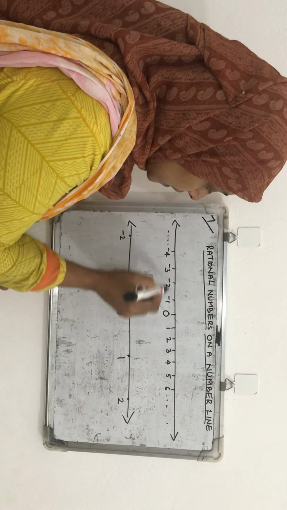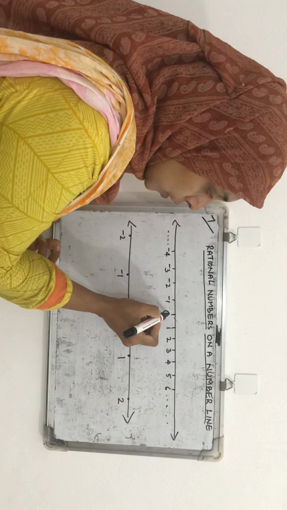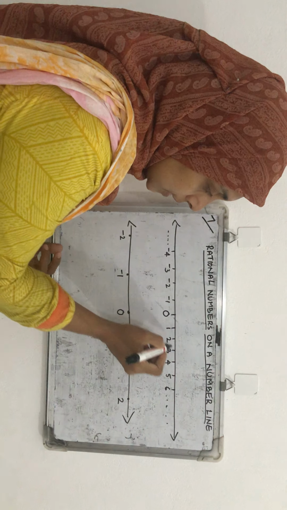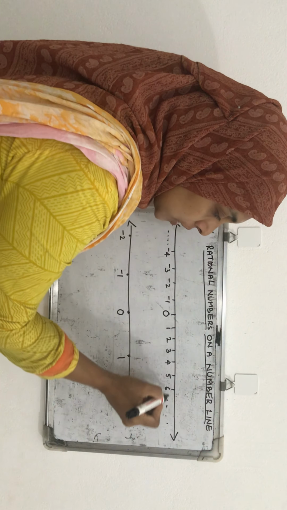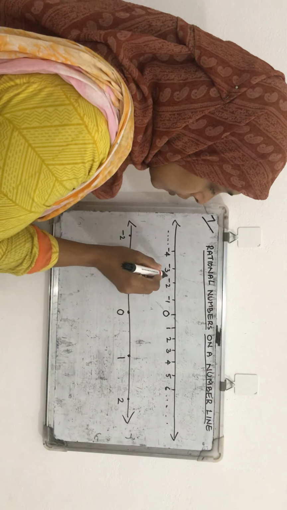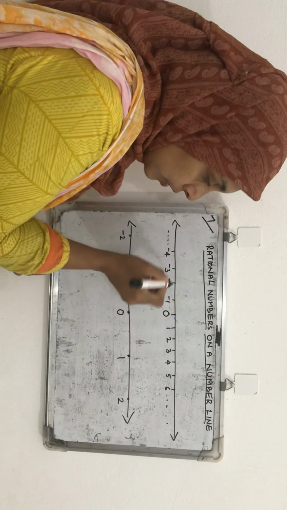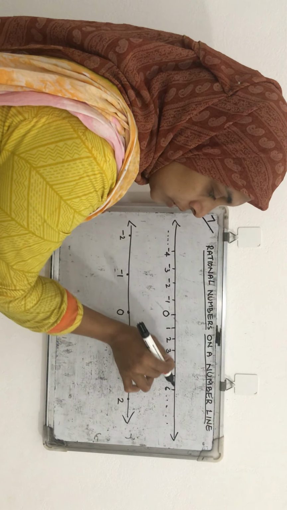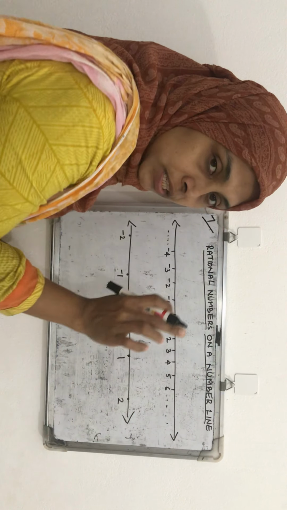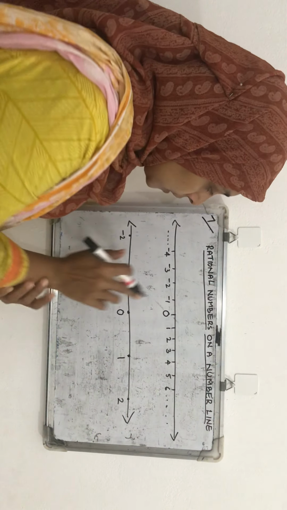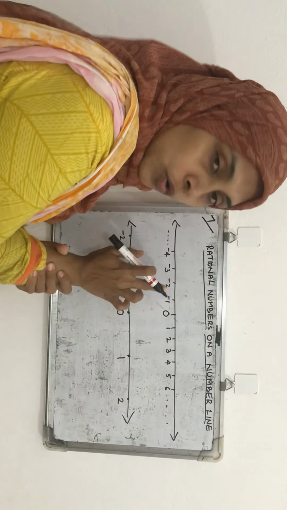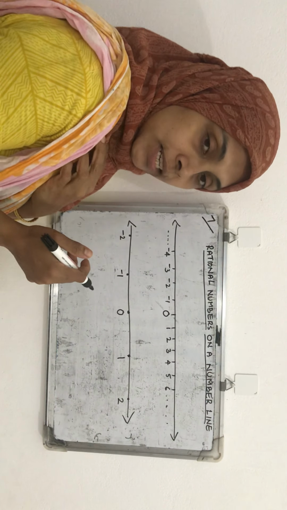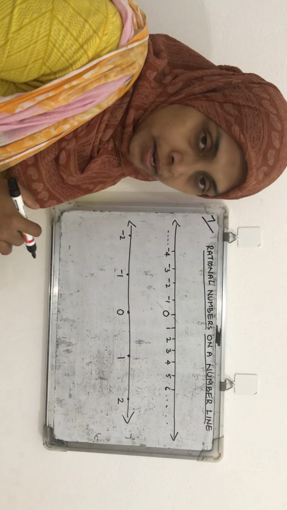On a number line, we mark 0 at the center. On the right side of 0, we mark positive integers, and on the left side of 0, negative integers, giving equal space to each number. So that is the representation of integers on a number line. In this way, we can represent rational numbers also on a number line.